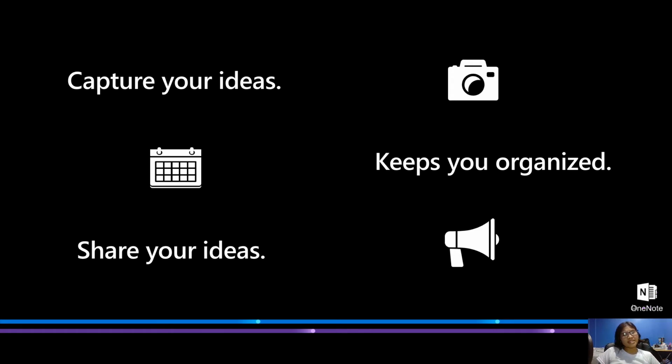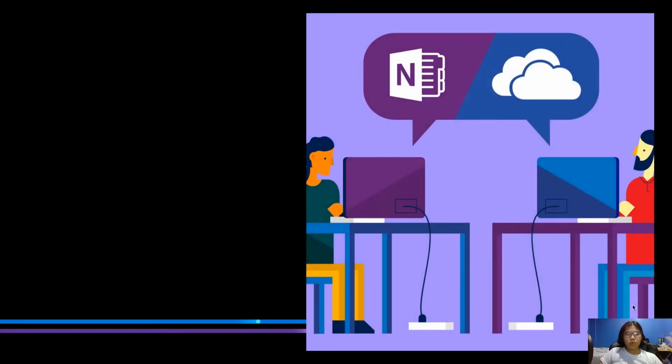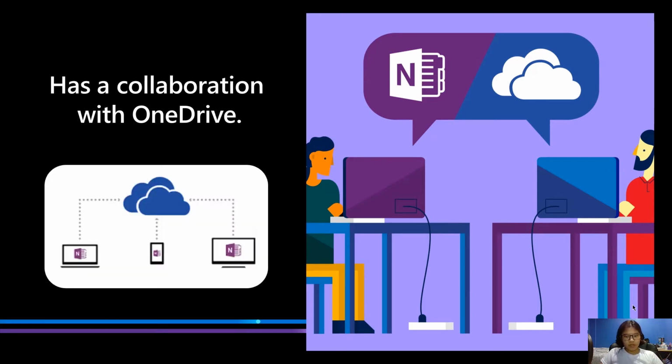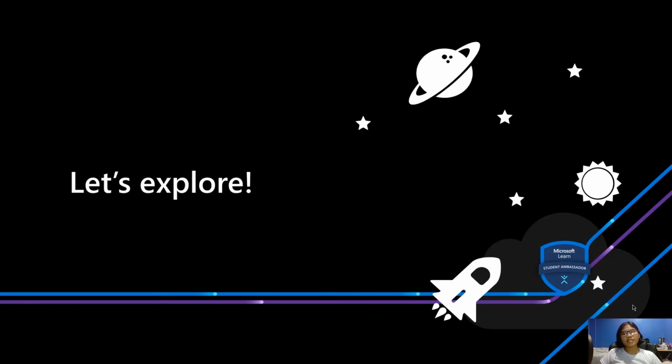So, how is this possible? This is possible because OneNote and OneDrive are connected with each other. When a user in OneNote creates a notebook, it will automatically save and sync in OneDrive. OneNote has native OneDrive Sync. When there are changes in your notebook, it will automatically save its changes and also send the changes out to the other devices. So let's explore this tool.